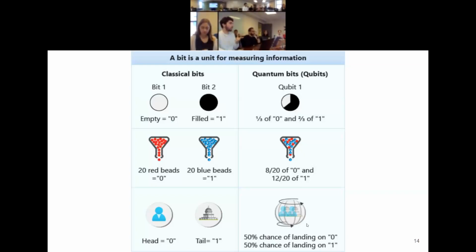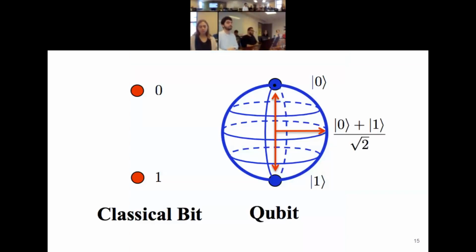Think of a qubit as a coin in midair right after you toss it. Is it 0 or 1? We can't really know. And you can't measure it in that state because it's not accessible to us.